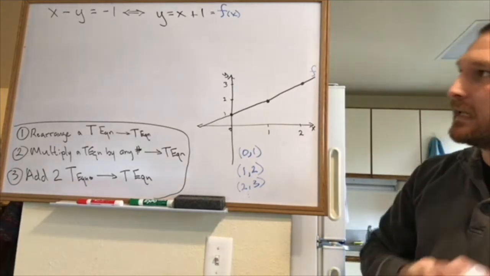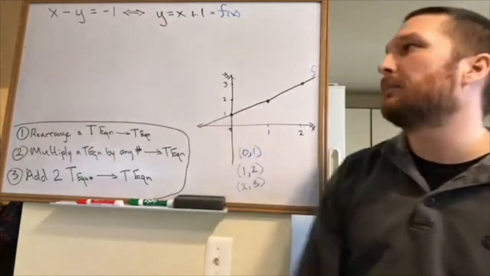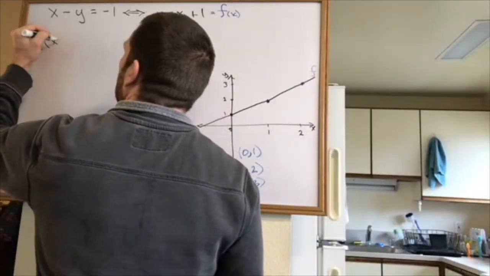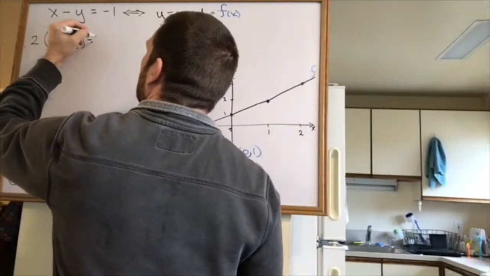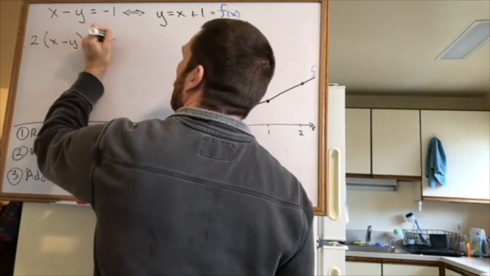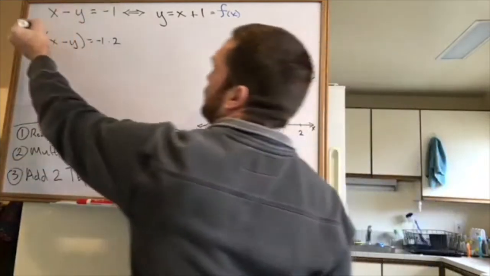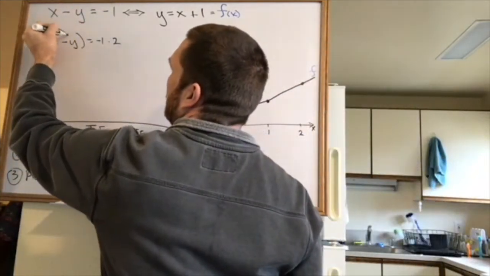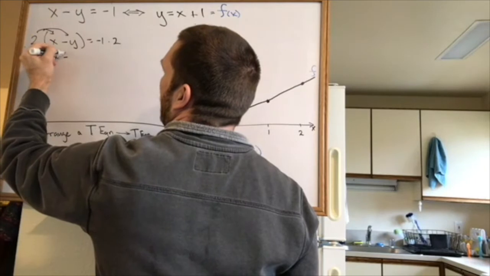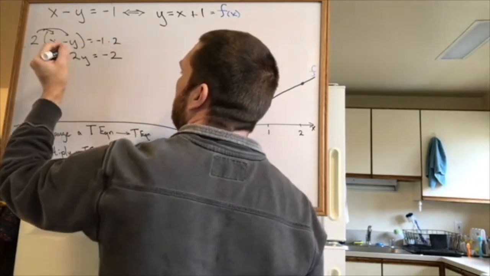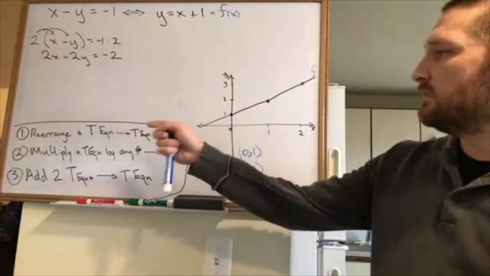Let's take this equation and multiply it by 2. Let's see what we get. I'm going to multiply this equation by 2, which of course means I'm going to multiply both sides of this equation by 2. Okay, 2x and y. So I've got to distribute the 2 into here, and we get 2x minus 2y equals -2.